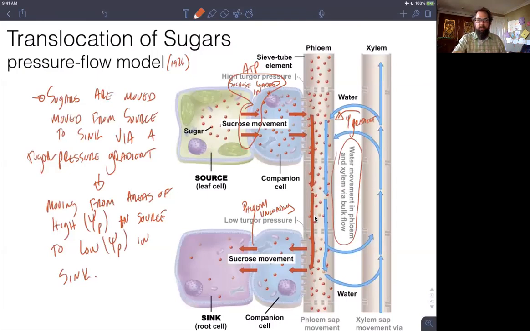Down at the sink, we have the phloem being unloaded, that solute potential then going back up, the water starting to leave the phloem cells, leave those sieve elements back into the xylem, decreasing the pressure potential, which allows for that movement. So sugars are moving in the phloem from source to sink via this turgor pressure gradient. And they're moving from areas of high turgor pressure at the source to low turgor pressure at the sink.